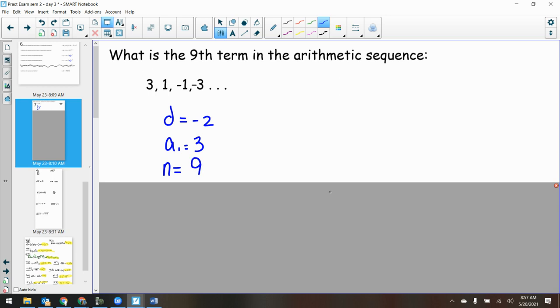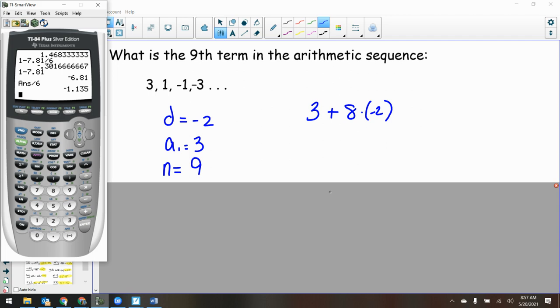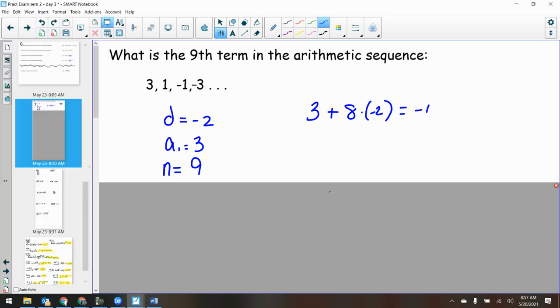So I go back to my arithmetic sequence equation. I'm going to say that it's a sub 1 plus n minus 1 times d. Now, the number I'm looking for is 9, so I've got to take 8, n minus 1, times negative 2. So I go to my calculator and I say 3 plus 8 times negative 2. Negative 13. There's my answer.